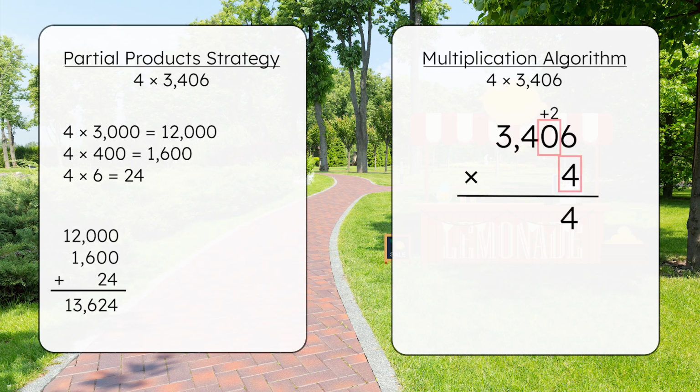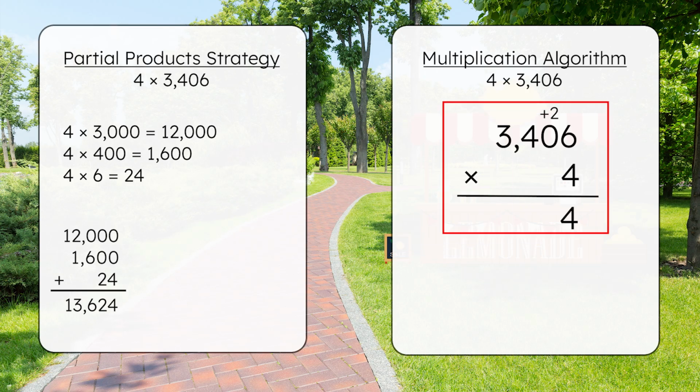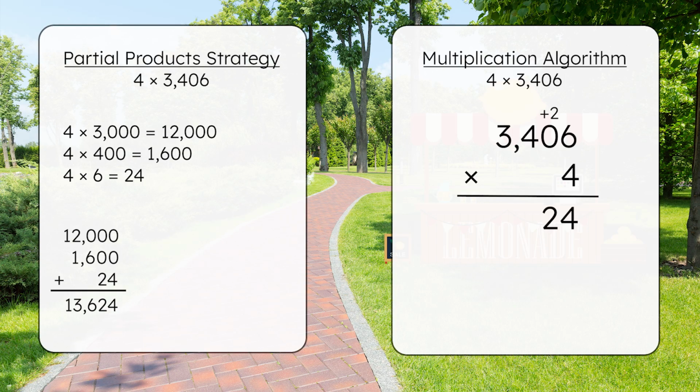Next, we multiply 4 times 0 tens, which equals 0, but what about the regrouped 2? With the partial product strategy, we multiply each expanded part and then add the partial products together. But the multiplication algorithm combines all of those steps at once. So after multiplying 4 times 0 tens, we add the 2 tens from 6 times 4's partial product to complete the tens column. Since that's a 1-digit answer, we record the 2 in the tens place with no regrouping needed.